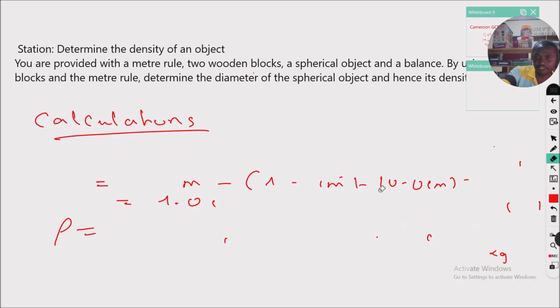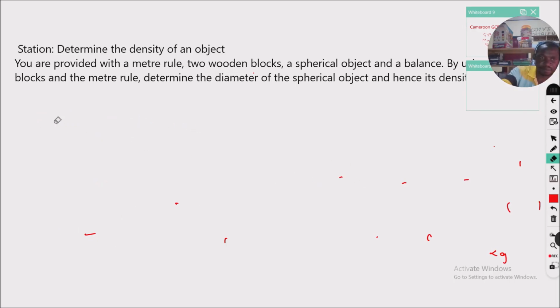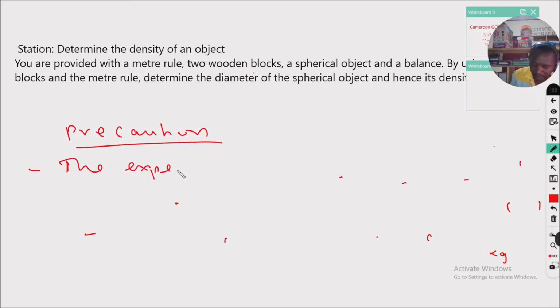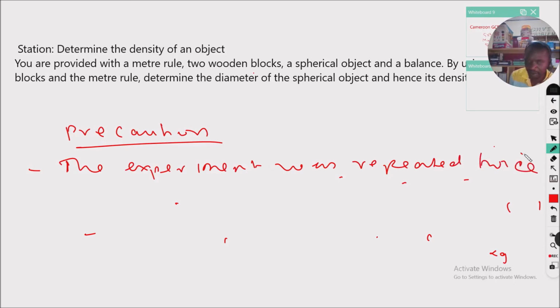Next is precaution. So, your precaution now: I repeated the experiment twice. Then my answer is correct because it is evident in my observation.